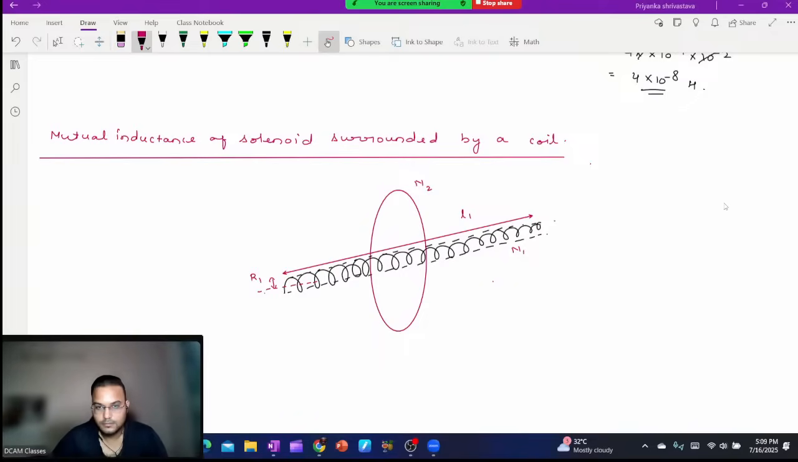Sir, mu naught N1 N2 pi R1 square by L1. Correct, very good.